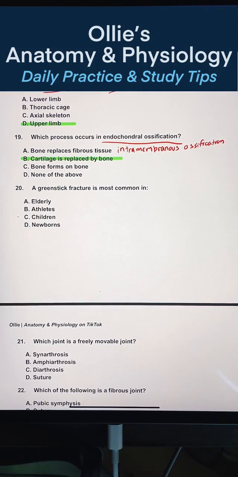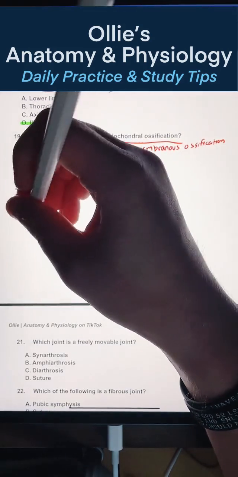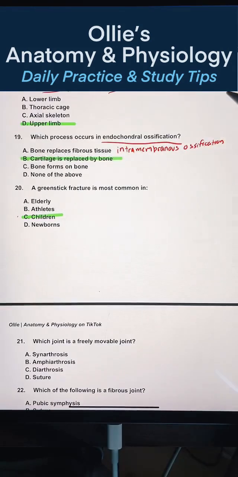Number 20, a green stick fracture is most commonly in children. Kids' bones are the most flexible, so those fractures are going to be a little more incomplete.